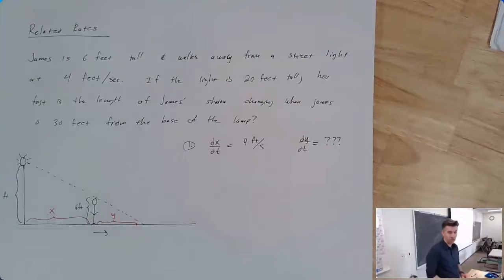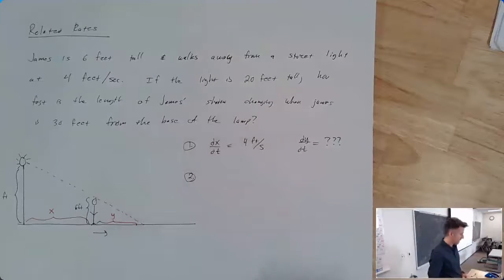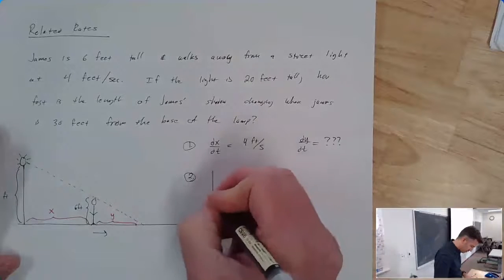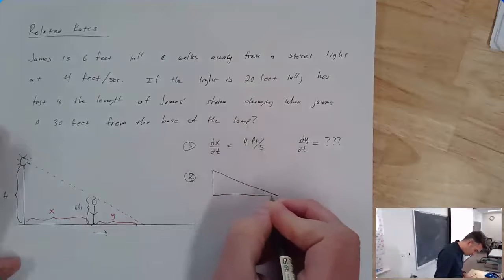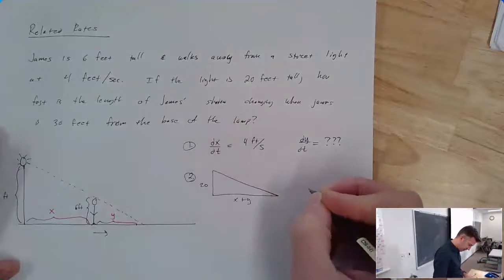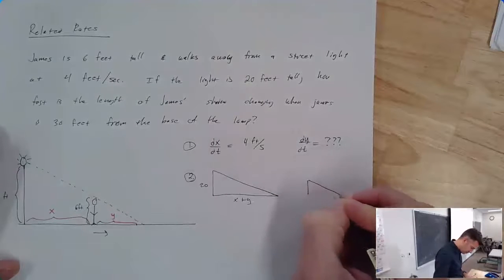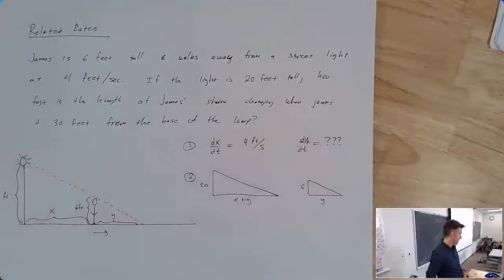And now I need an equation relating the variables of interest, in this case, Y and X. So I might draw some similar triangles, or you could use trig functions. It's kind of the same idea. Similar triangles are a little bit easier though. I've got my big triangle where the height is 20 and the base is X plus Y. And I've got my little triangle where the height is 6 and the base is Y. And then I can make whatever ratios I want.